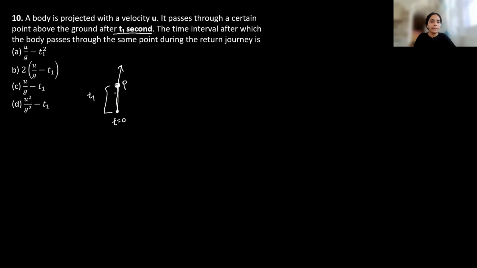The time interval after which the body passes through the same point during the return journey is. So you have to talk about time interval जिसमें कि बॉडी फिर से P पॉइंट तक आएगा. डन है. सो बेसिकली यू नीड टू कैलकुलेट टाइम दैट इट विल टेक in moving from P to the maximum height and then from maximum height to P. So these two times are going to be same, right? So let us say this is T naught. So this also will be T naught. So basically we have to calculate 2 T naught. How we can go around this one?